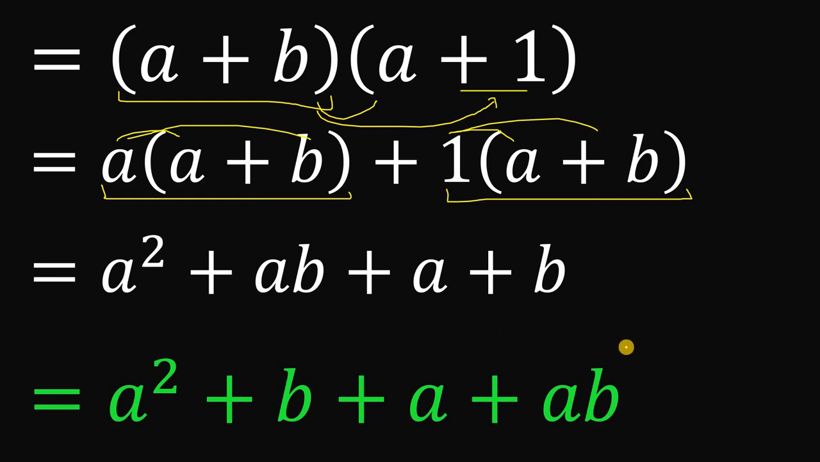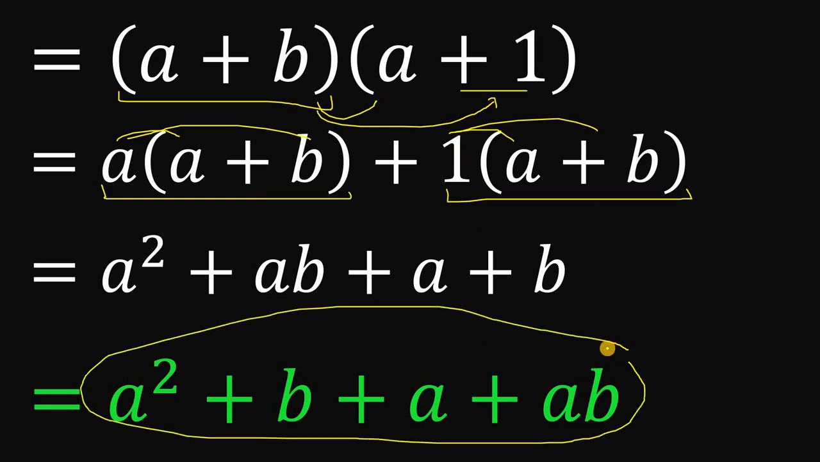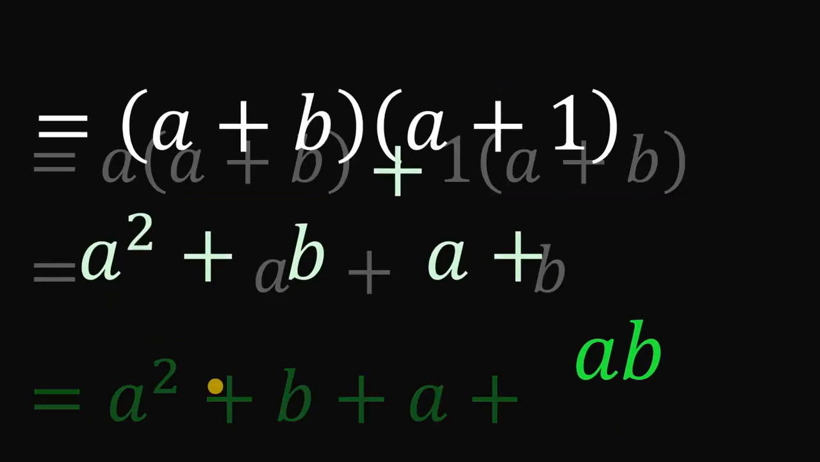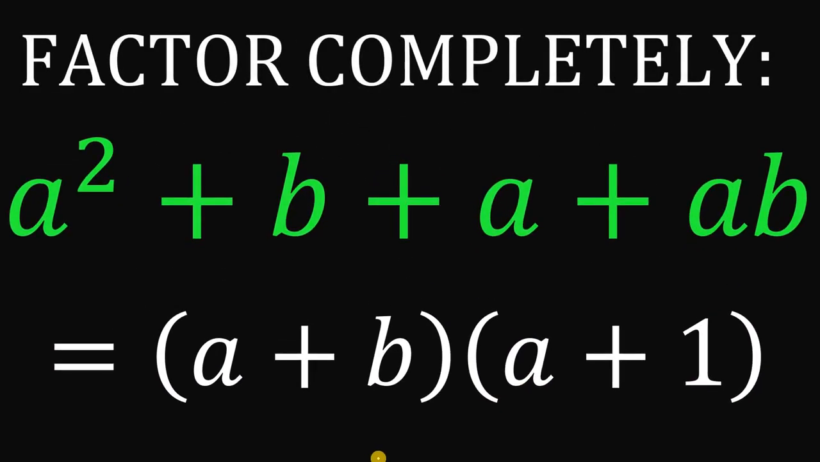And this is actually the same thing as our original expression from the start. We have a squared, we have ab, we have a, and we have b. And now, sure enough, our answer is totally correct. And as always, we are done.